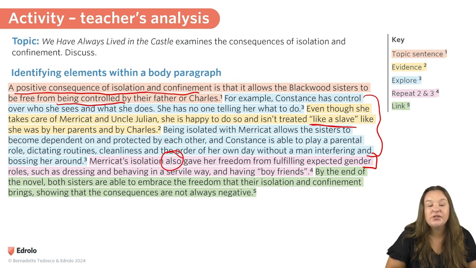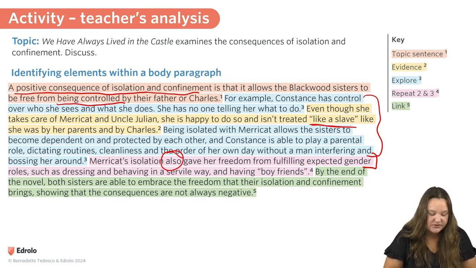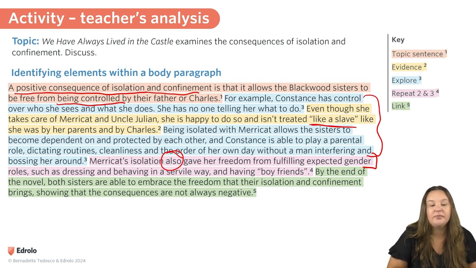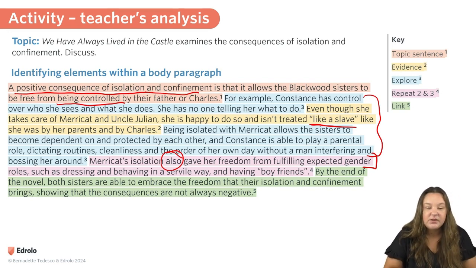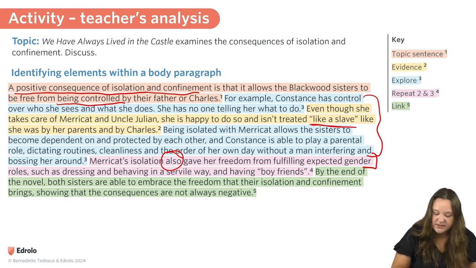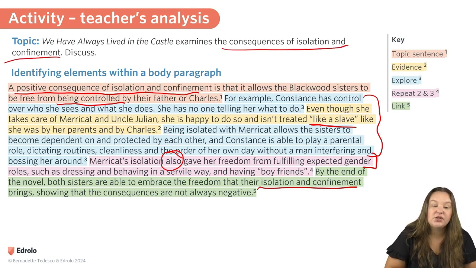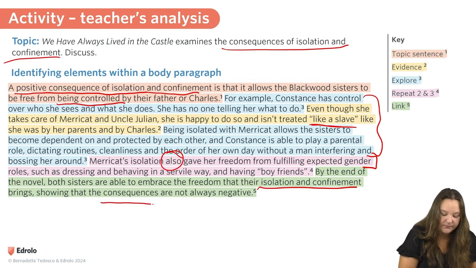Mary Cat's isolation also gave her freedom from fulfilling expected gender roles, such as dressing and behaving in a servile way and having boyfriends. So she didn't have to act like she was lower than anyone, and she didn't have to fulfill those gendered expectations of having boyfriends. By the end of the novel, both sisters are able to embrace the freedom that their isolation and confinement brings. So we have that link back to the essay topic here, showing that the consequences are not always negative.